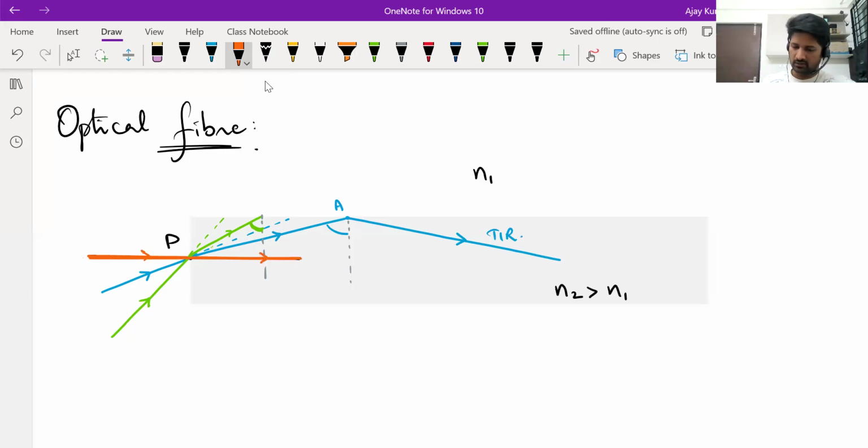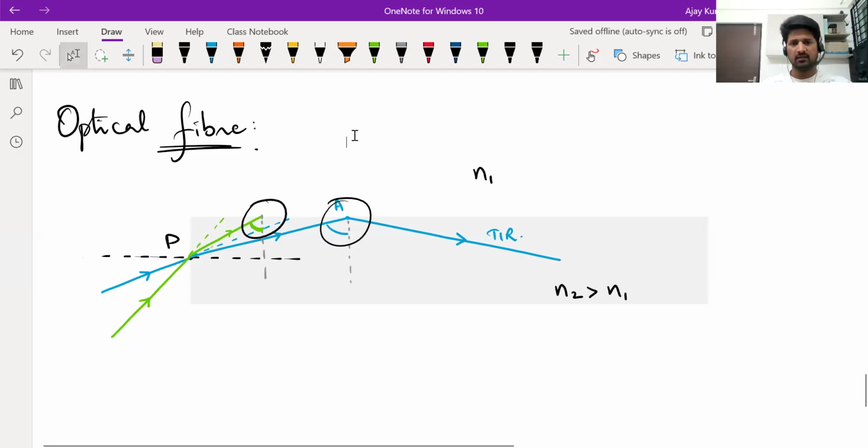Now for total internal reflection to occur, do you need the angle of incidence to be as great as possible or not? I'm removing the orange one. For total internal reflection to happen, should that angle of incidence, this one or this one, be as great as possible or not? Yes, sir. TIR will occur only if the angle of incidence is more than the critical angle, and the higher it is above the critical angle, the better. I mean, the safer you can say. The more sure you can be of TIR happening.